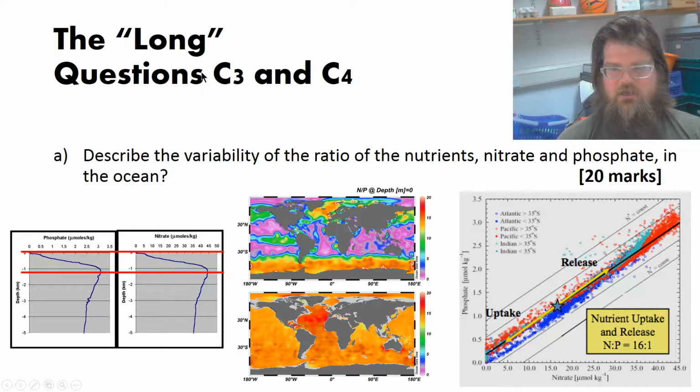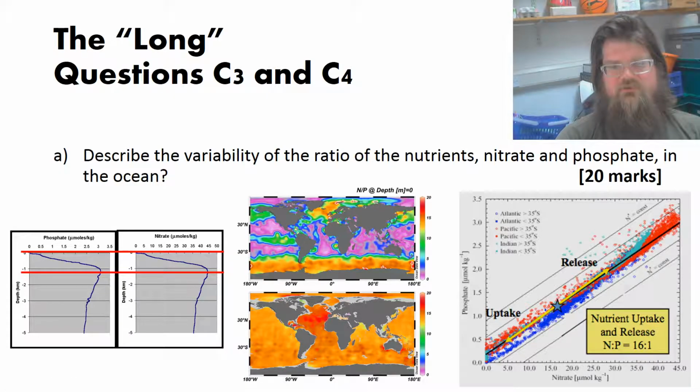I'm an evil person. So we're looking for something along the lines of, actually the ratio of nitrate to phosphorus is relatively constant throughout most of the ocean basins. That you've got this ratio of 16 to 1: for every 16 nitrate atoms or nitrate molecules, there's usually 1 phosphate molecule. So that would be one part of the answer.